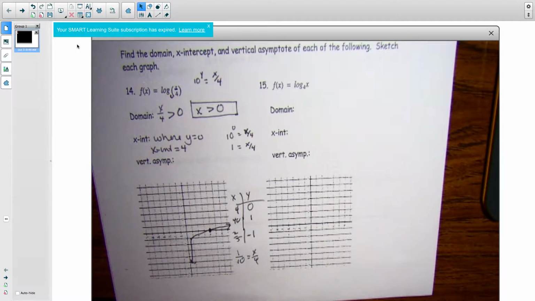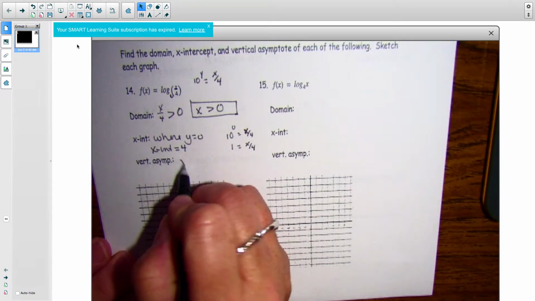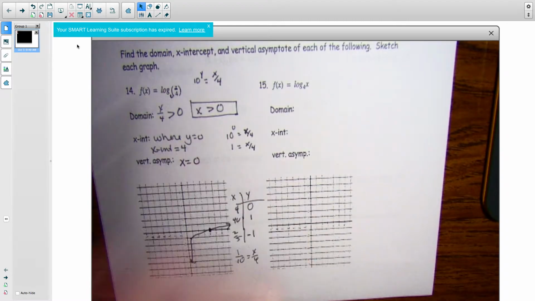The y values are going to be negative. We're never going to cross it. So we have a vertical asymptote at x equals 0. X will never be 0. Questions there?